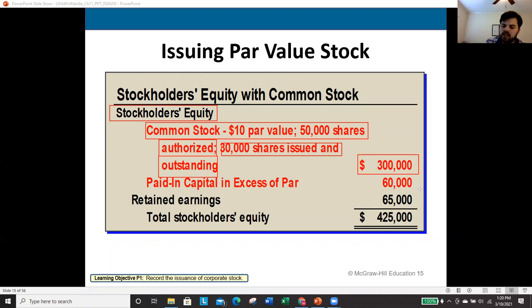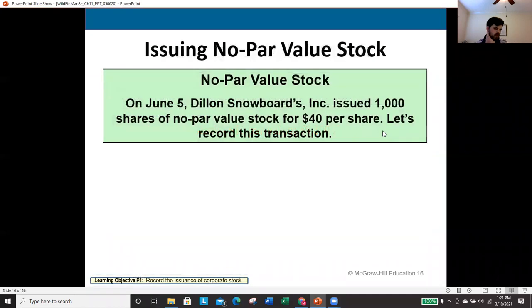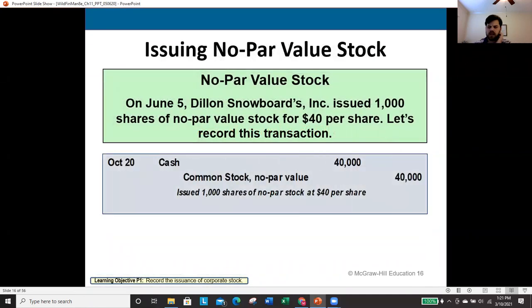We then see that $60,000 coming back in that we just calculated a second ago, giving me my total paid-in capital here of $360,000. Adding in my retained earnings of $65,000 will allow me to calculate total equity of $425,000. And so that is what we would see in the equity section of my balance sheet in this case. Now, what happens if I have a stock that has no par value? On June the 5th, Dillon Snowboards issued 1,000 shares of no par value stock for $40 a share.